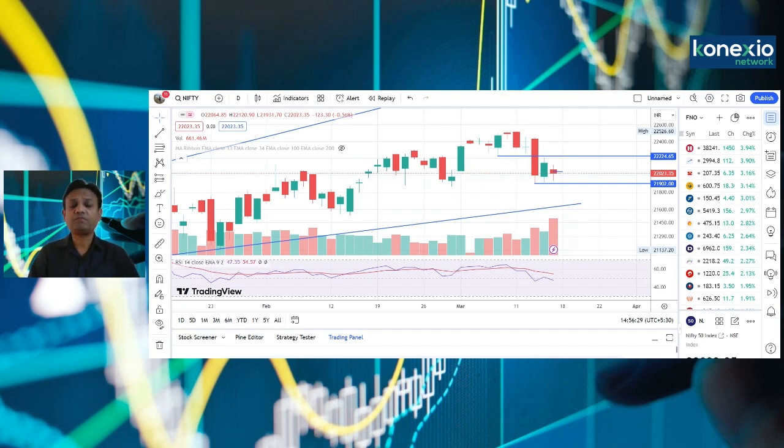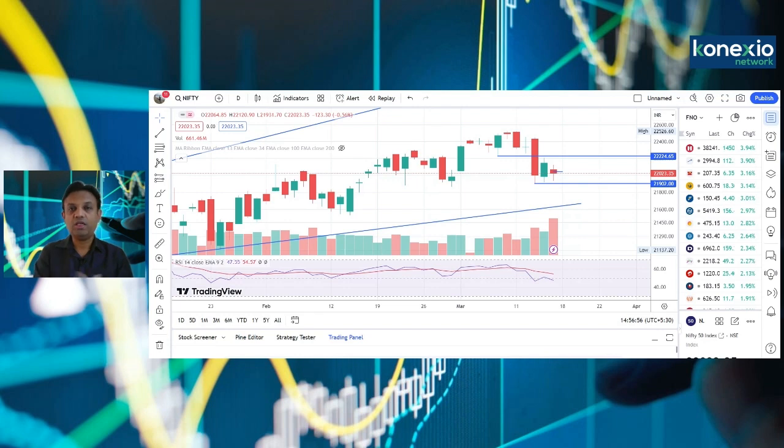Or another strategy which one can apply, which we have been discussing since the last couple of weeks, is the first half an hour to 45 minutes range breakout. One should identify the highs and lows of the first 30 minutes or 45 minutes, whichever is comfortable to the traders. And then once that is taken out, if it breaks high, then go long.